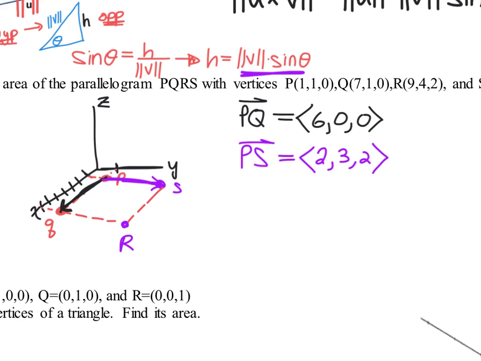P to Q and P to S would give you some adjacent sides, but you could have done Q to P, Q to R, S to P, S to R, R to Q. So as long as you're pinning consistently at the same coordinate for each vector. Not P to Q and R to S. Exactly.